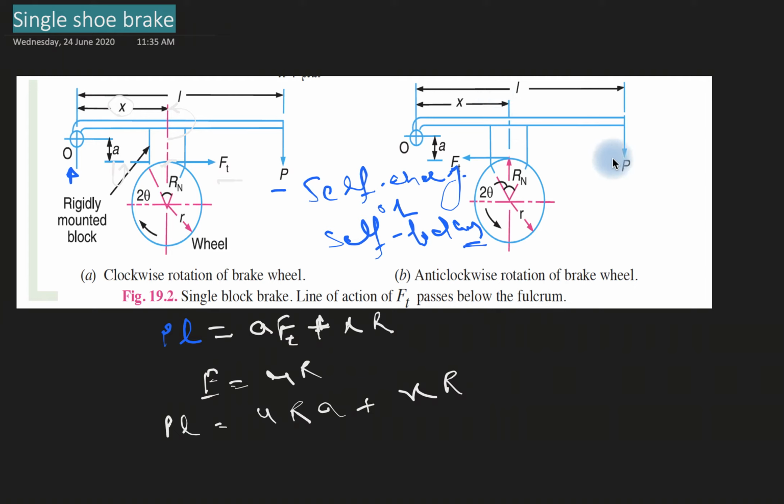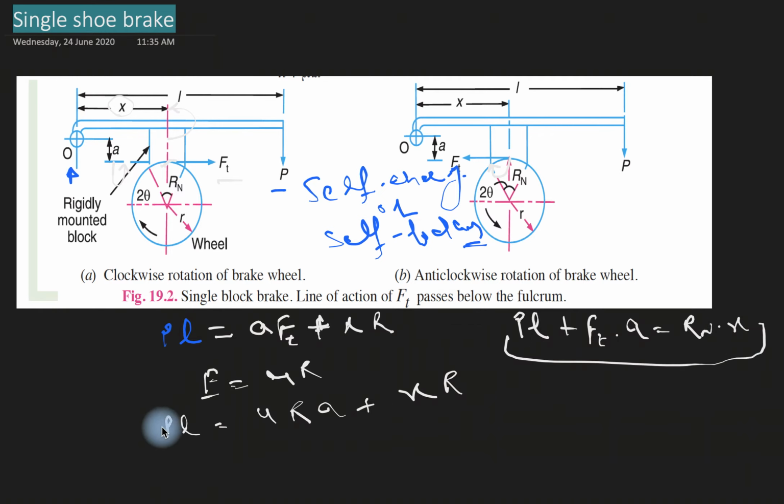Now I will write for this case: P into L plus the moment of Ft about this point, which is also in clockwise direction, so plus Ft into A, is equal to the reaction Rn, which is anti-clockwise, that is Rn into X. You have to see this equation only for self-locking or self-energizing.